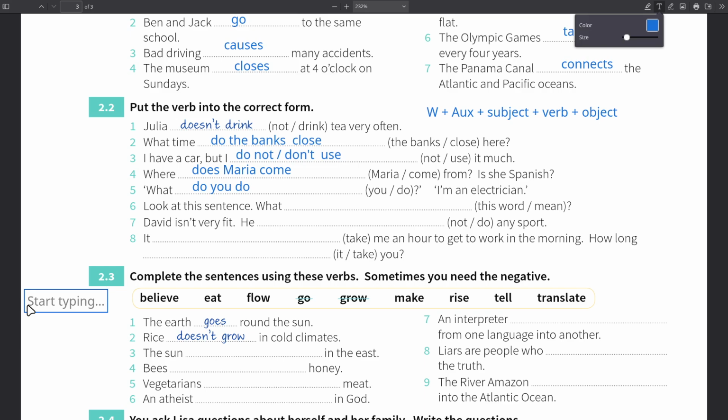Look at this sentence. "What" is a question word. Our subject is this word, and our main verb is "mean". Because it's a thing, in this case a third person, we have to use the auxiliary "does". What does this word mean? What does this word mean? I'm going to close this part.